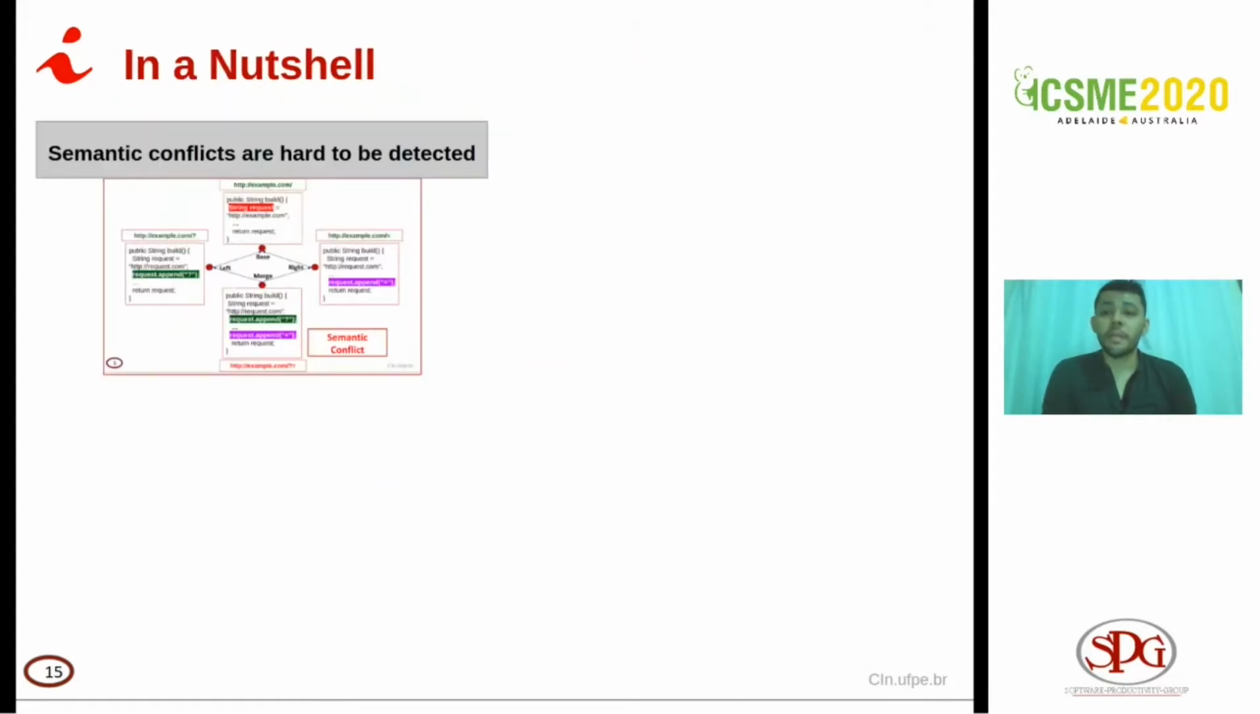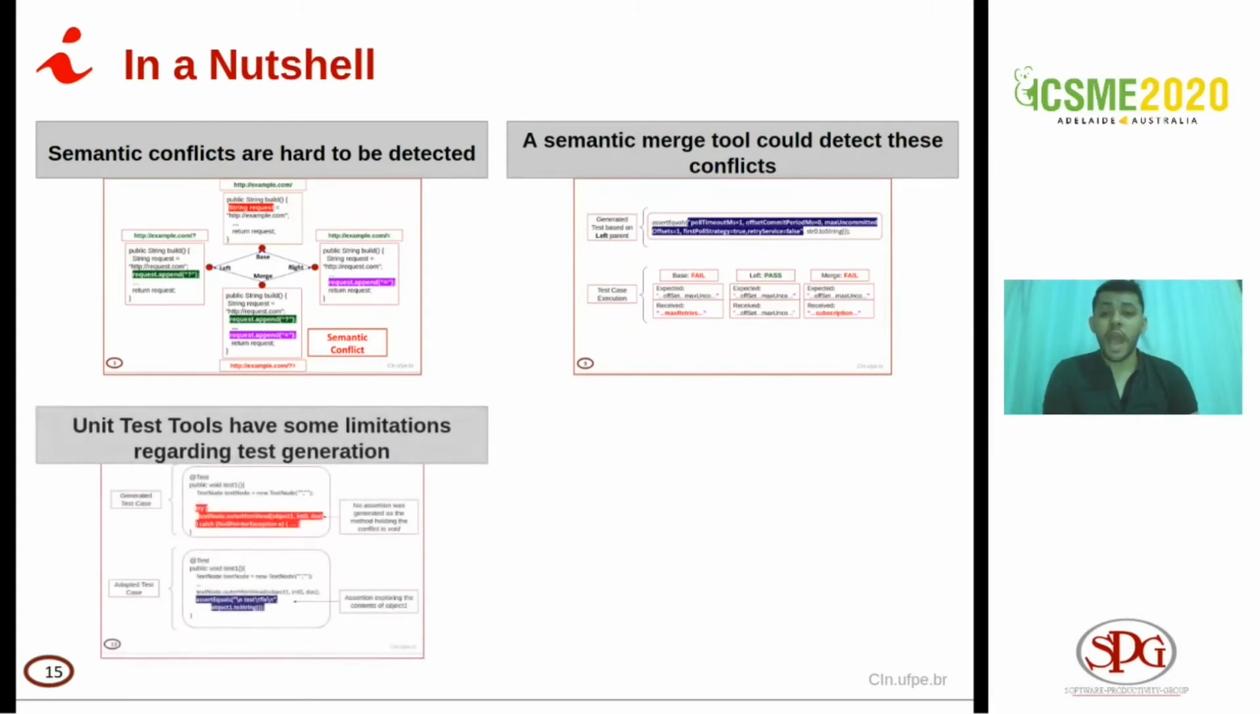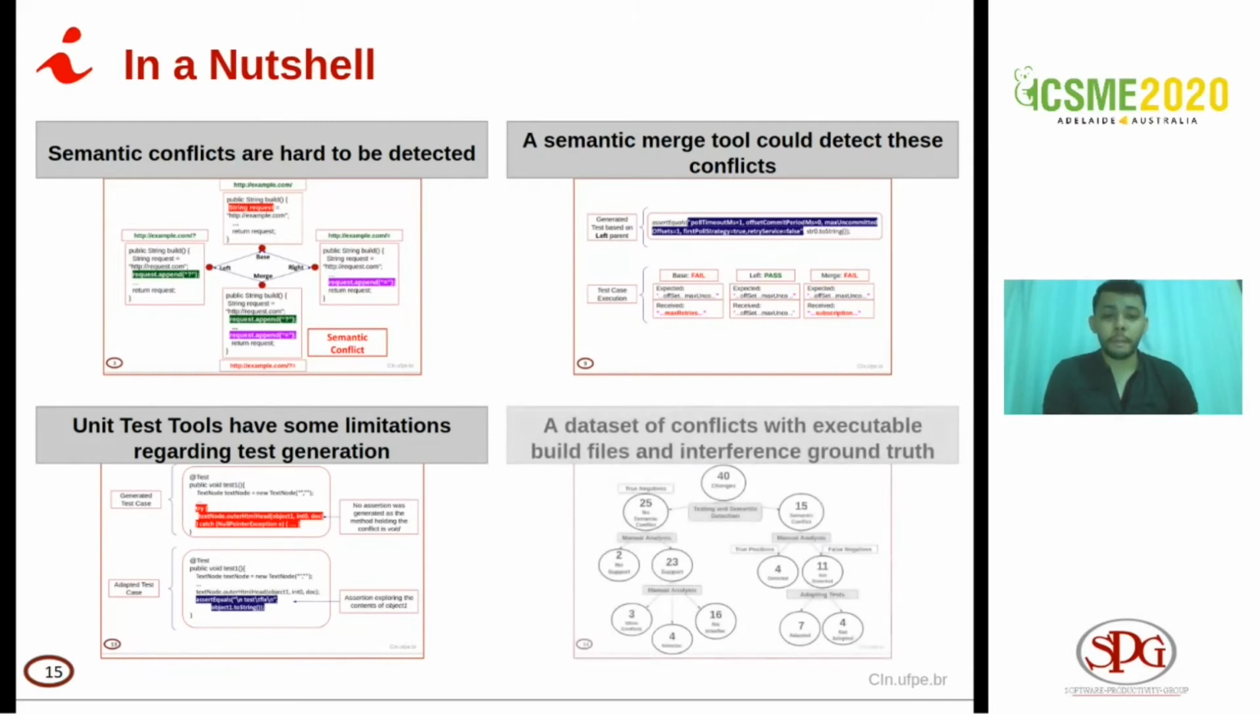In a nutshell, semantic conflicts are hard to detect, as current merge tools are not able to deal with them. A semantic merge tool could detect these conflicts, as we show here, using regression testing and unit test generation tools. These tools have some limitations regarding test generation that we initially try to understand here.